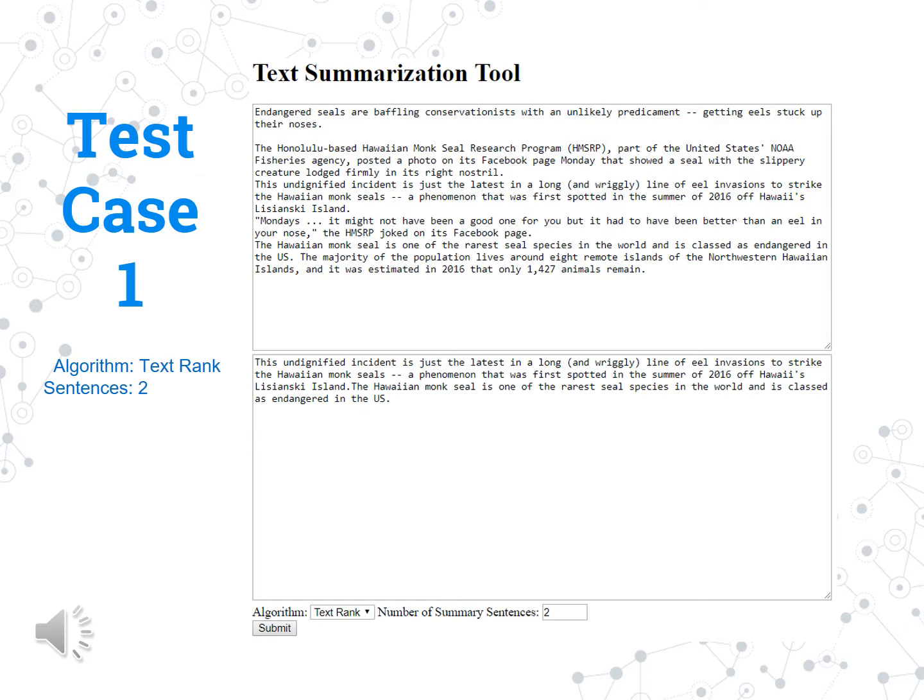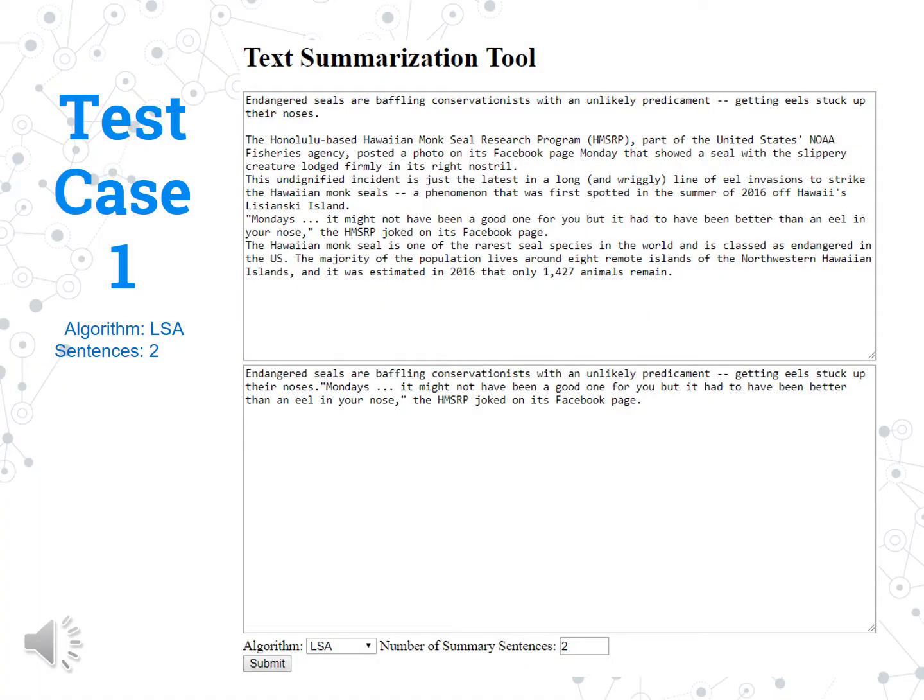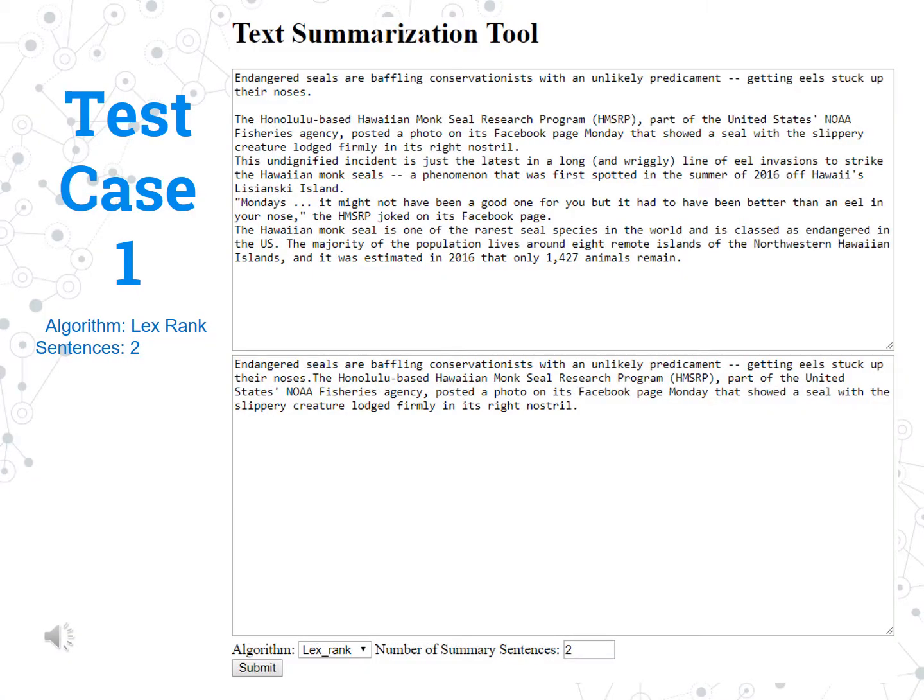This algorithm is TextRank, and the result is similar to the Luhn algorithm. This algorithm is latent semantic analysis (LSA). The result is different from the Luhn and the TextRank algorithms. In this test case, I use LexRank. To be honest, I like this result the best. What do you think?